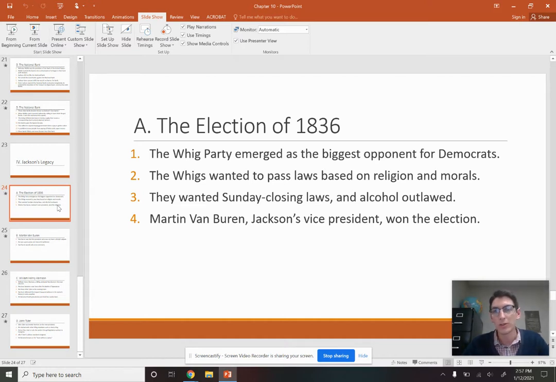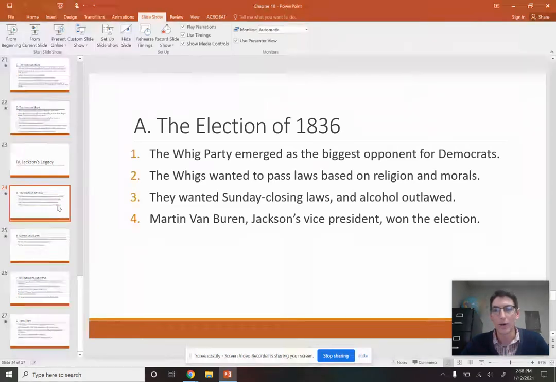They wanted Sunday closing laws, which stated that all businesses would be closed on Sunday out of respect for the Lord's Day. Now, of course, there's one business that does that, sometimes to our frustration, Chick-fil-A. But I respect their views on that. They also wanted alcohol outlawed. And that happened with Prohibition. We're going to look at Prohibition and see how it affected the United States more negatively than positively.